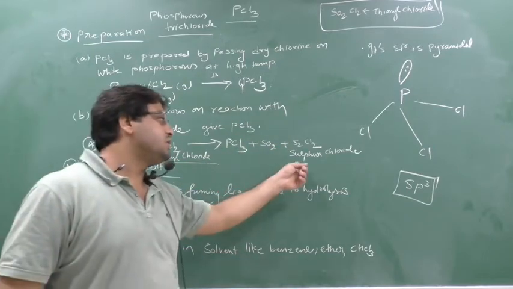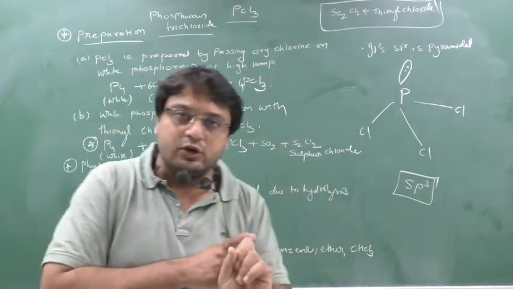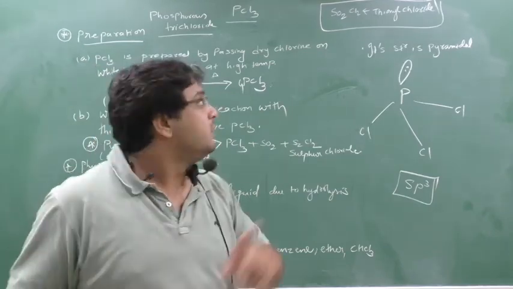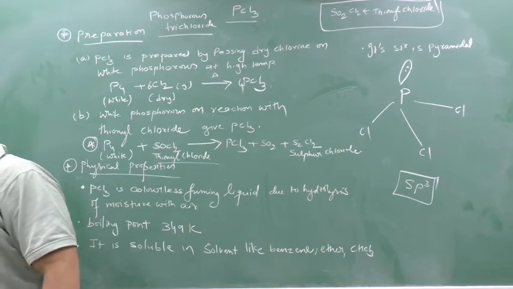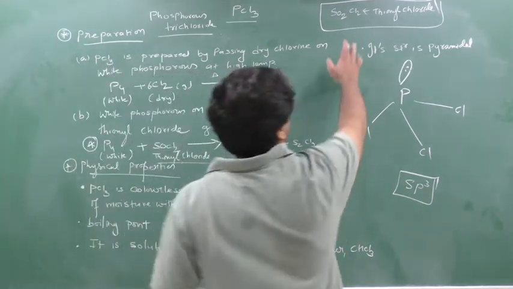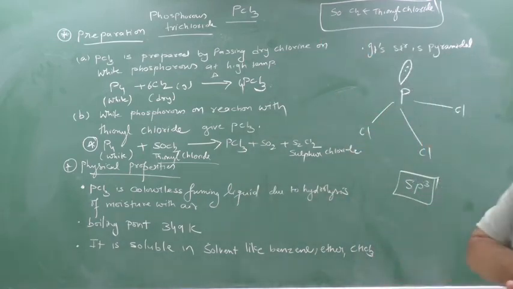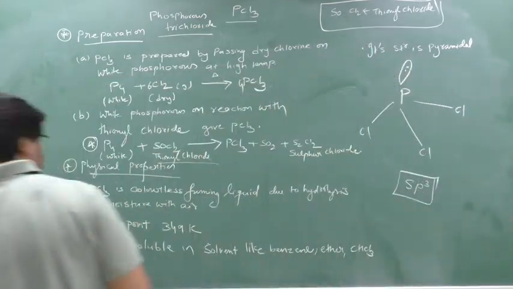What is the name of this S2Cl2? Sulfur chloride. S2Cl2 means sulfur chloride. See, SOCl2 thionyl chloride, S2Cl2 sulfur chloride. One more will come in PCl5, that I will tell you. Clear this part? Sorry, SOCl2 is thionyl chloride. One more will come in PCl5, that is SO2Cl2, that is sulfuryl chloride. So remember these three words. Please remember these three chemicals.